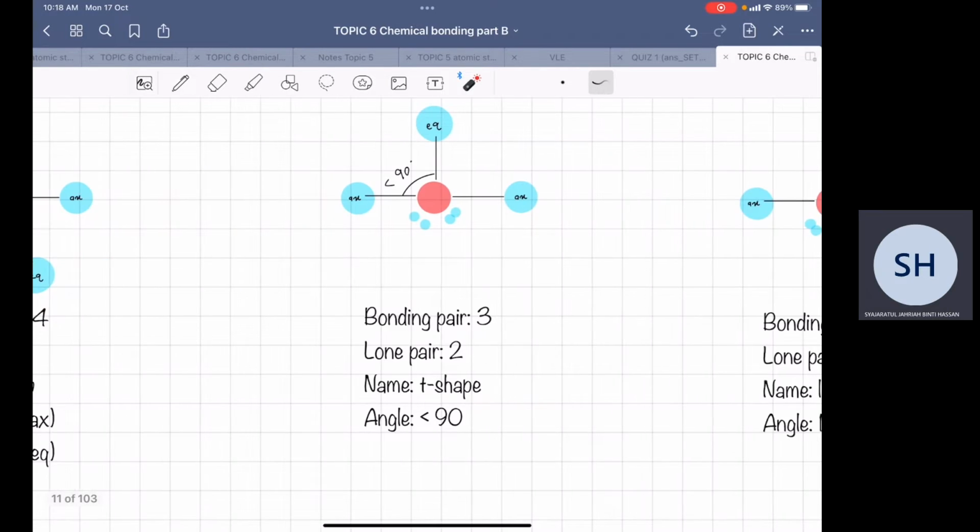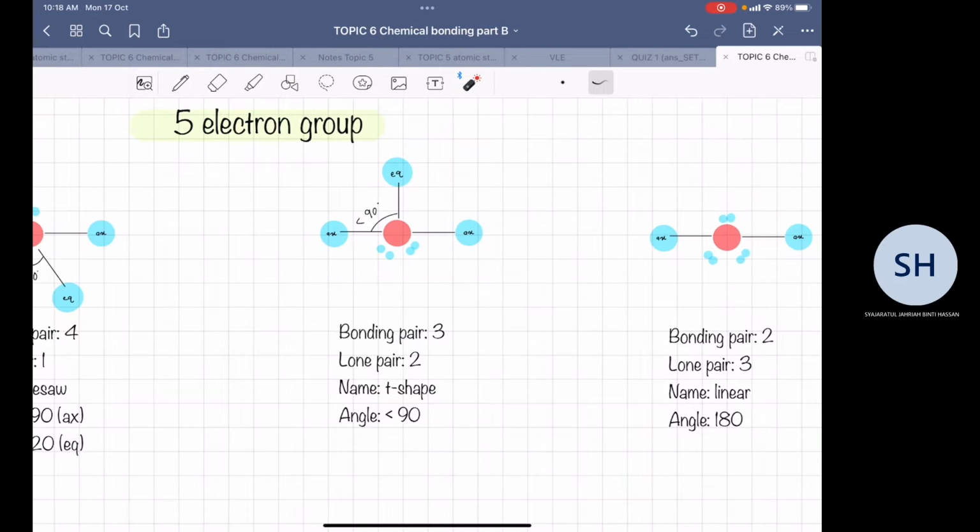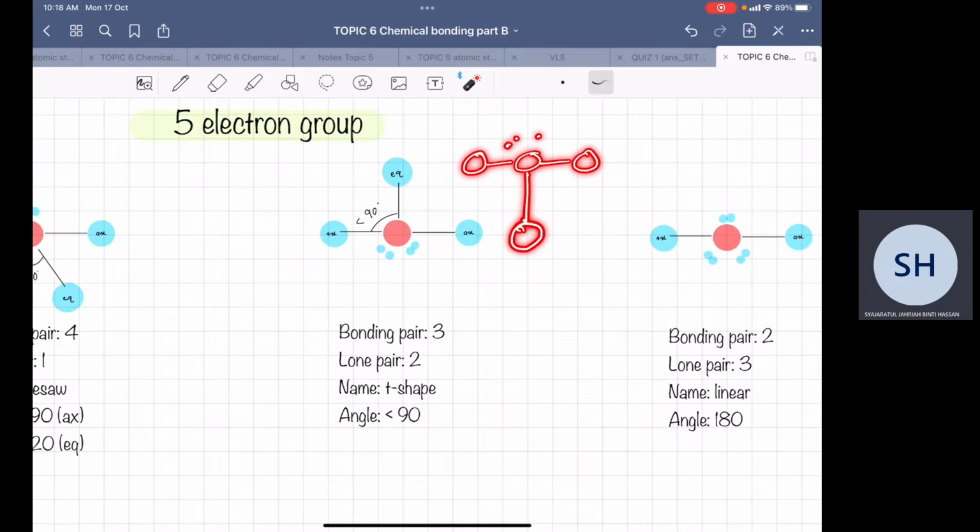Alright, moving on. Bila kita ada still 5 electron groups, but 3 bonding pair and 2 lone pair, the name is going to be T-shape. The angle will be less than 90 degree. Ni bentuk dia macam T. Bila nak lukis, you lukiskan bentuk dia macam T. Kalau you lukis macam ni pun boleh juga. Sorry. Okay, kalau macam ni lagi nampak macam T lah, T macam tu.